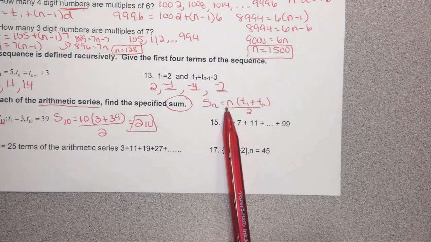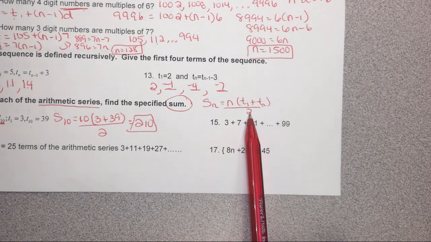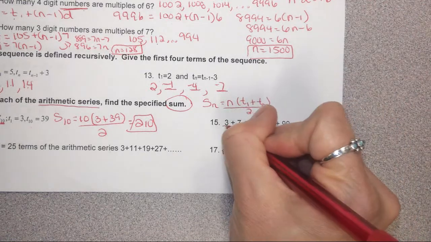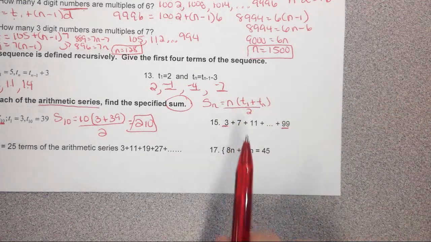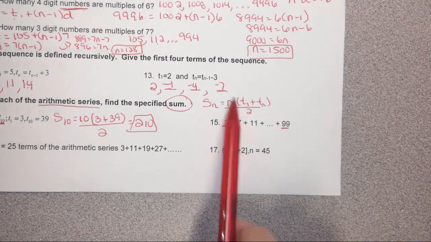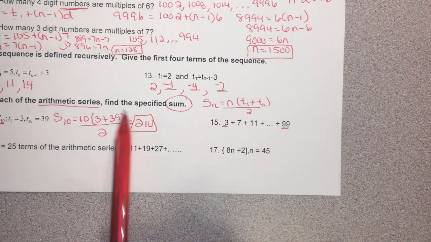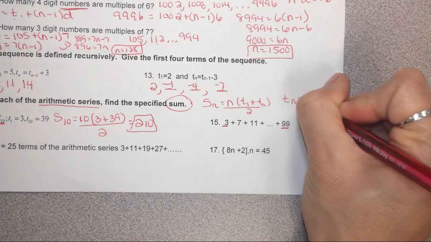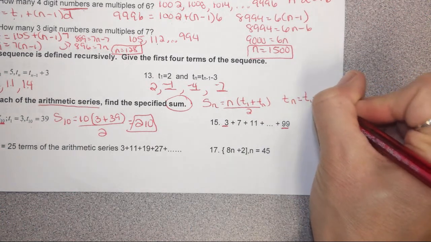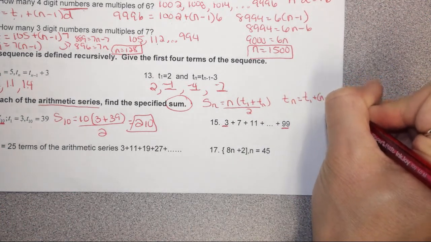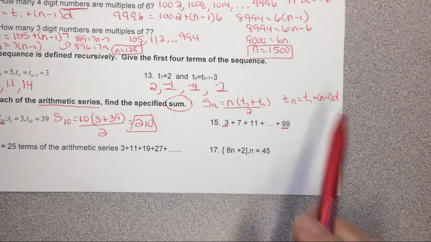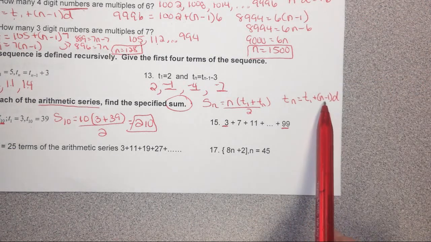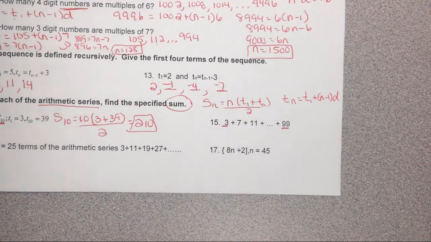I need to find the number of terms, the first term, the last term, divided by 2. Well, I already know the first term. I already know the last term, but before I can solve this problem, I have to find n. Because it's arithmetic, I'm also going to use this formula to solve for n. So the first thing I'm going to do is solve for n. Once I have n, I'm going to plug into this formula.